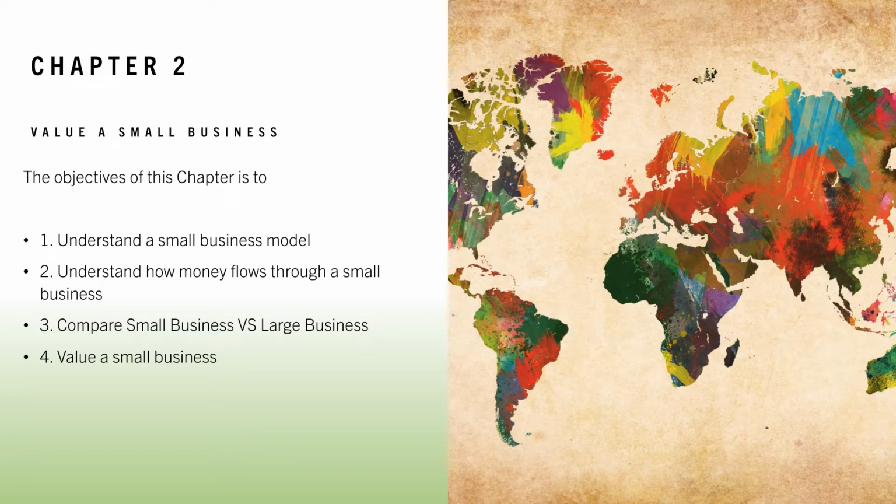Okay, in this chapter, we are going to learn four main objectives. First, we are going to describe a small business model, and next we are going to look at how money flows through the business. Third, we are going to compare a small business to a large business, and fourth, we are going to do a really basic valuation technique for the small business.